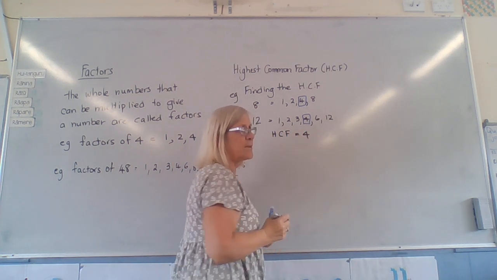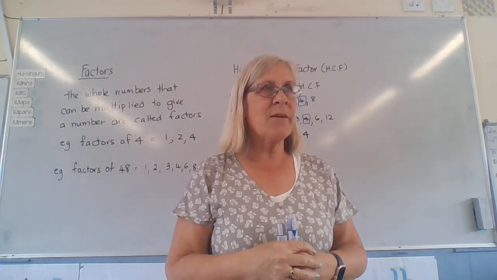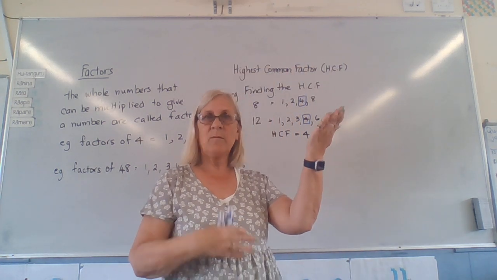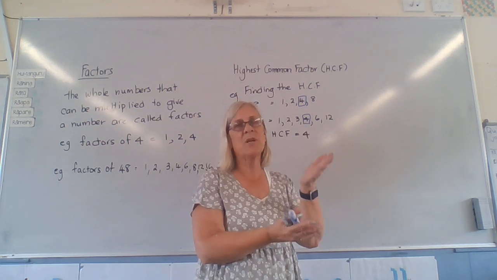Sometimes it can be 1. For instance, if you had 2 primes, like 7 and 11, then the 1 and 7, 1 and 11, the highest common factor is 1. All right, so sometimes that can happen.